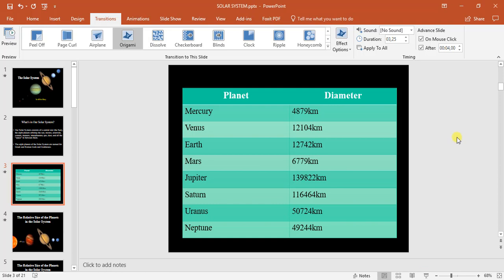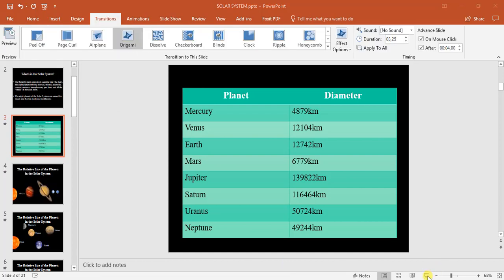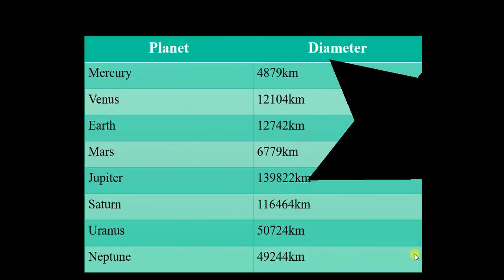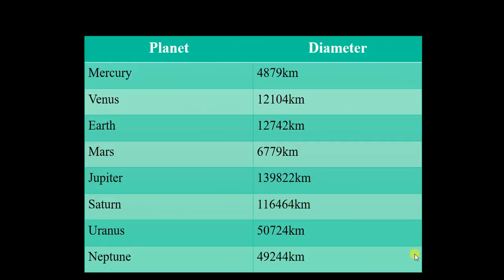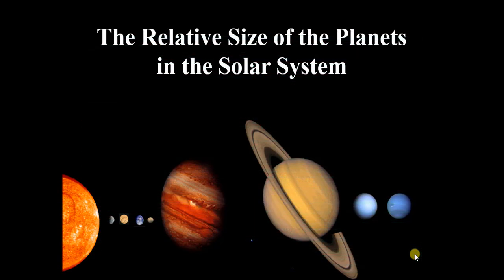Okay. If not, you can come up to the slideshow tab and you go from beginning or current slide. So here I'm going to step into presentation. There you go, you can see that effect has taken place with the origami fold. Now I've placed those random bars onto this slide. So the changes from the table to this slide using the random bars.